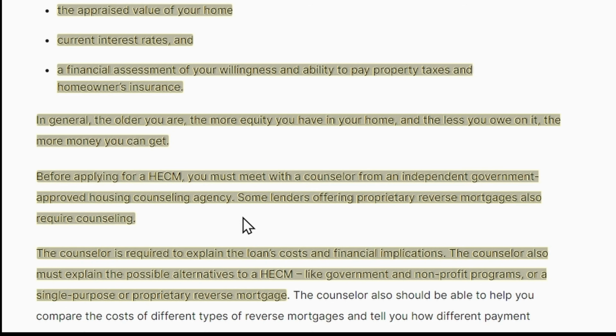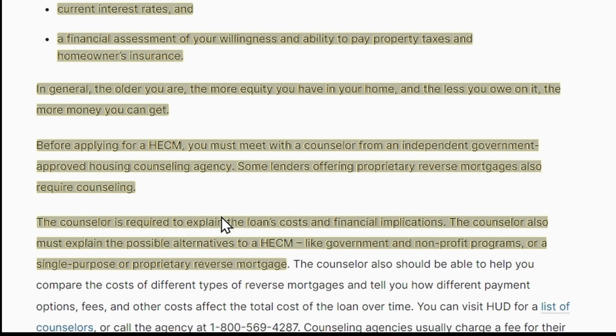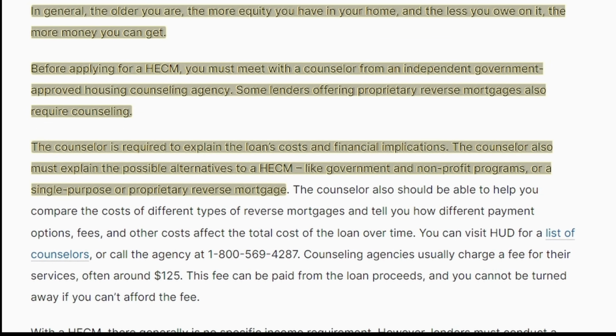Before applying for a HECM, you must meet with a counselor for an independent government-approved counseling session. Some lenders that offer proprietary reverse mortgages also require the counseling. The counselor is required to explain the loan costs and financial implications. The counselor also must explain the possible alternatives to the HECM, like government or nonprofit programs, or a single-purpose or proprietary reverse mortgage. Sorry, that was a little tongue twister there.